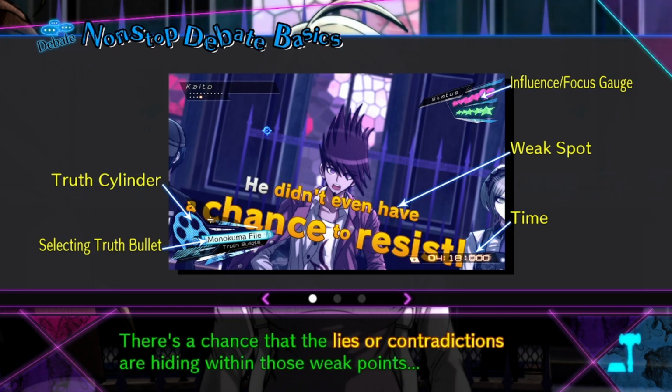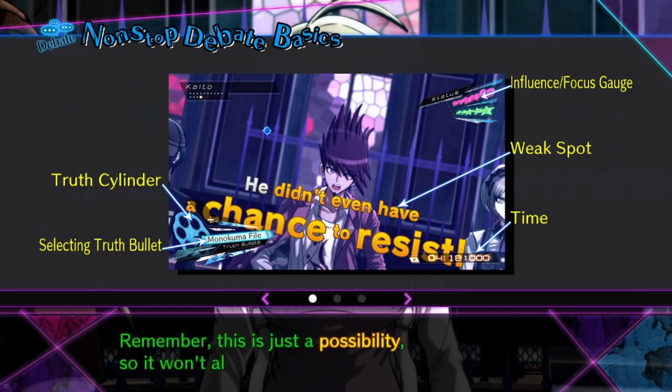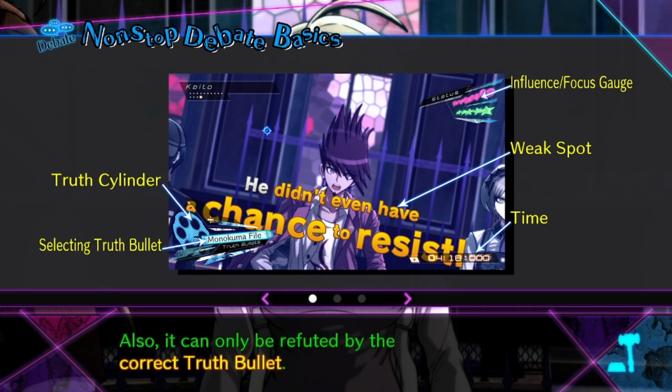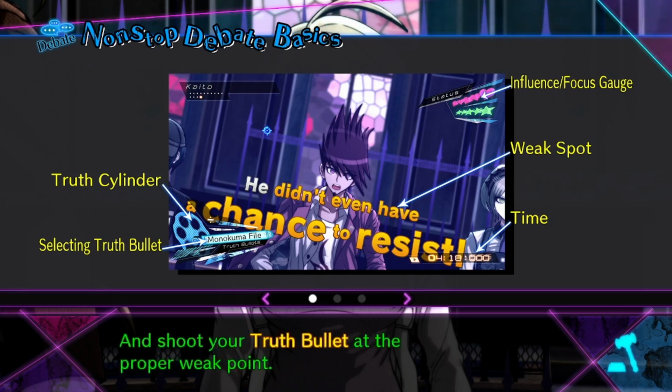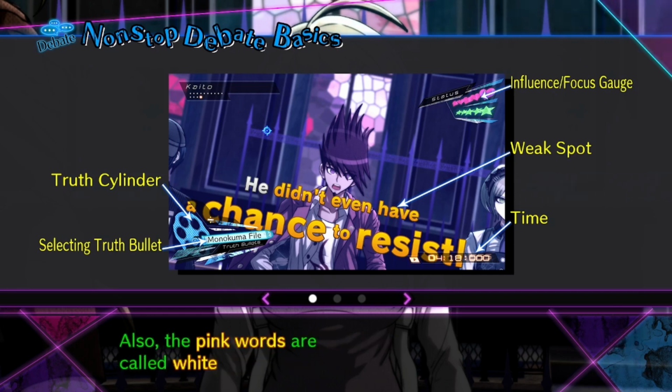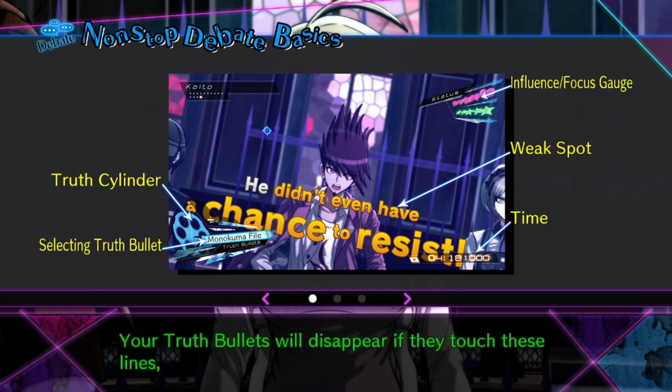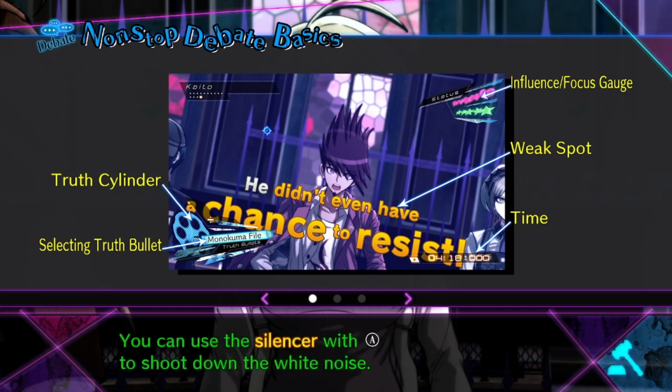There's a chance that lies or contradictions are hiding within those weak points. Remember that this is a possibility, so it won't always work. Also, it can only be refuted by the correct truth bullet. Compare everyone's statements to the truth bullets you have, and shoot your truth bullet at the proper weak point. Also, pink words are called white noise. Truth bullets will disappear if they touch these. So think of them as obstacles. You can use the silencer with A.